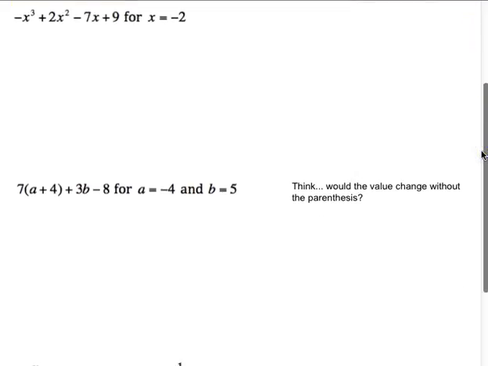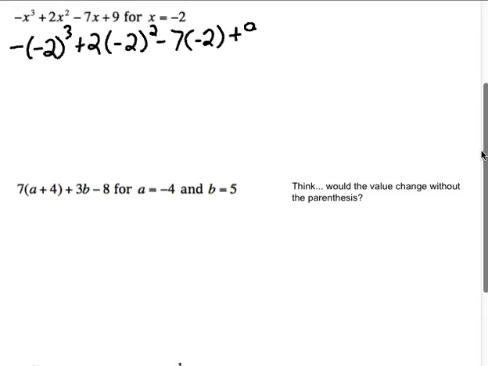So for our first one, again, I'm going to substitute in -2 for every x that I see. So I have a negative on the outside, then that (-2) cubed, plus 2 times (-2) squared, minus 7 times (-2) plus 9. So here, again, put a parenthesis around every time you plug that -2 in. And now let's use order of operations.